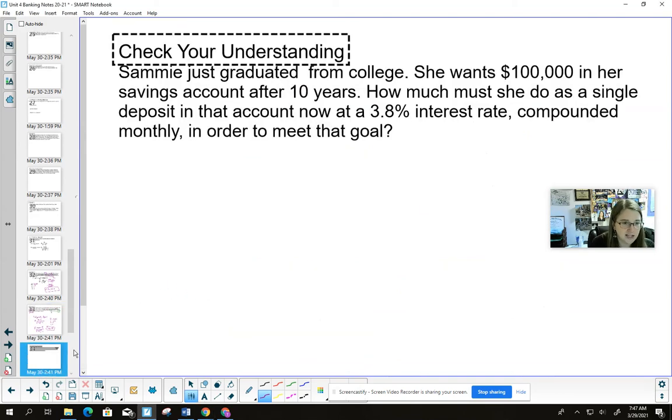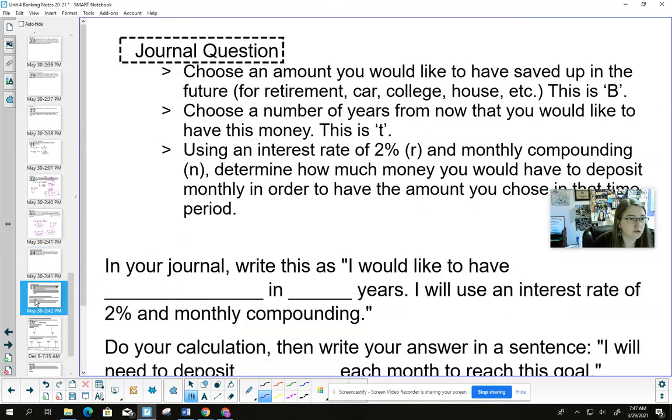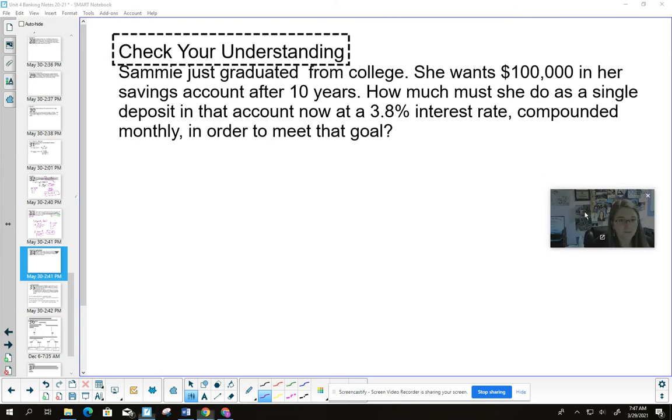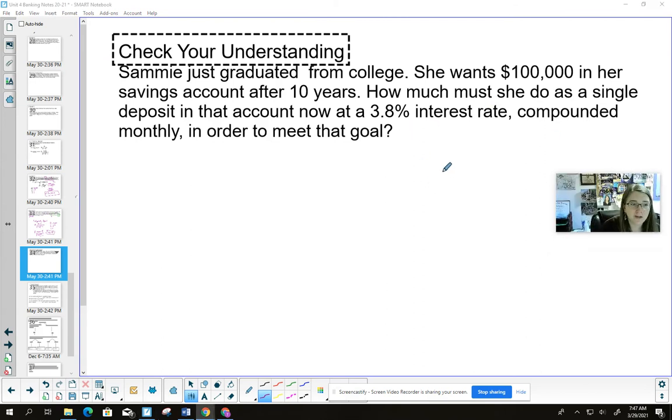So here's what I want you guys to do on this last question. We are not going to solve it. What I want you to do is read and figure out how we know this is finding the deposit and how we know if it's single or periodic. What words tell you that? So you don't actually need to solve this. You're just going to go through and figure out how do we know what formula to use, what words tell us that. Again, it's either find single deposit or find periodic deposit. So go ahead and read it, see which one it is.